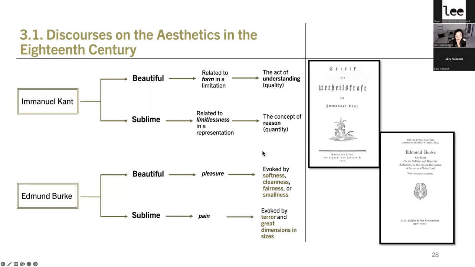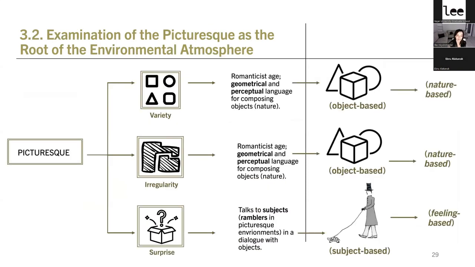However, Burke's beautiful corresponds to a pleasure and is evoked by terms such as softness, cleanness, fairness, or smallness, whereas his definition of the sublime corresponds to pain, which is evoked by some feelings like terror, great dimensions, and infinity. Therefore, the beautiful and sublime start to refer to the definitions of pleasure and pain. Similarly, the picturesque was mainly shaped by the landscape painter William Gilpin, who stated that the way nature is designed also led us to perceive its beauty.